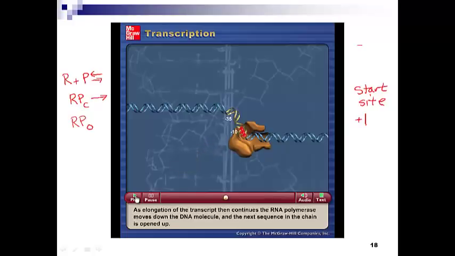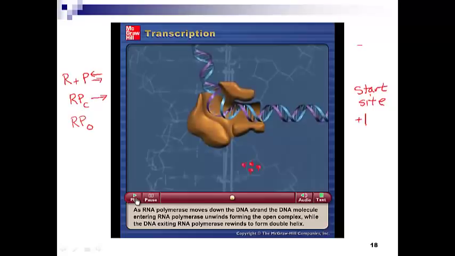As elongation of the transcript then continues, the RNA polymerase moves down the DNA molecule and the next sequence in the chain is opened up. So as the RNA polymerase travels, so does the bubble. So does the open complex, continuously exposing new strands to use as template so we can build the growing RNA. As RNA polymerase moves down the DNA strand, the DNA molecule entering RNA polymerase unwinds, forming the open complex, while the DNA exiting RNA polymerase rewinds to form the double helix.